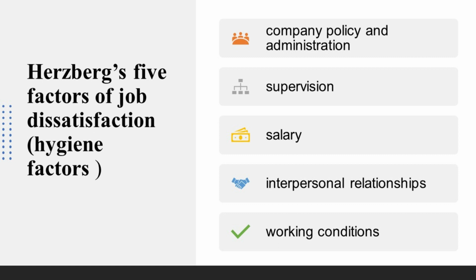Working condition. If working condition is not good, then people will not work. If there is no electricity, no electric fan during June, July, how will they work? When you provide these things, they will not improve their work. But if these are not there, it will act as a demotivation. This is all about Herzberg two-factor theory.